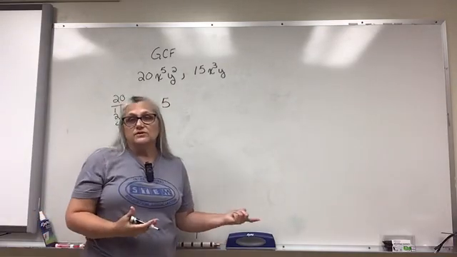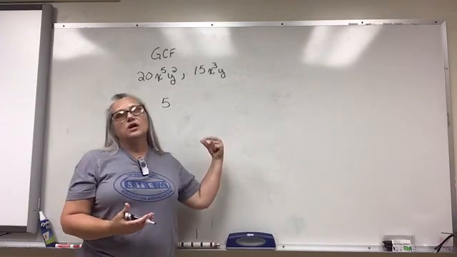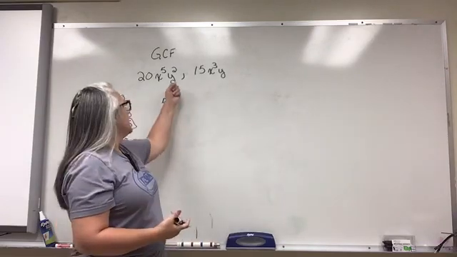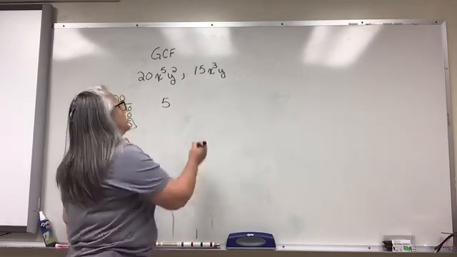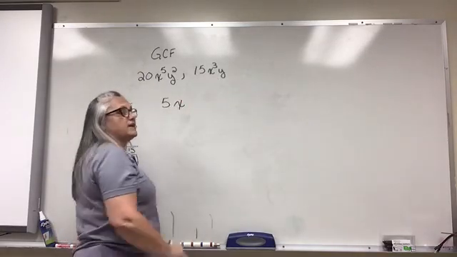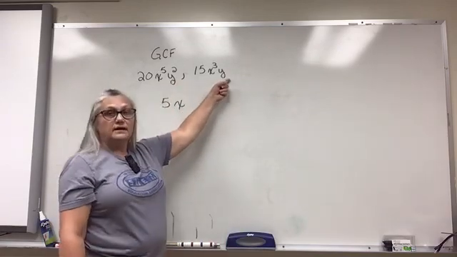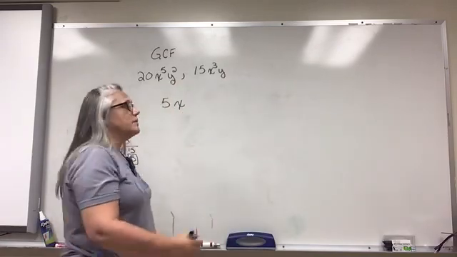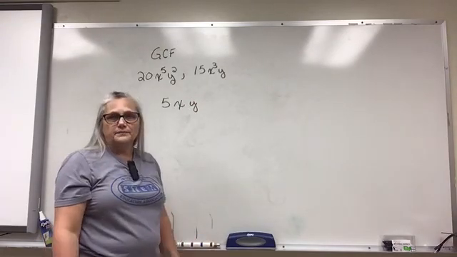Now let's go back to our variable rules. So I'm going to see what variables are in both terms. Well, I have an x here and I have an x here. So I know that my greatest common factor will have an x. I have a y here and I have a y here. So my greatest common factor will also contain a y.